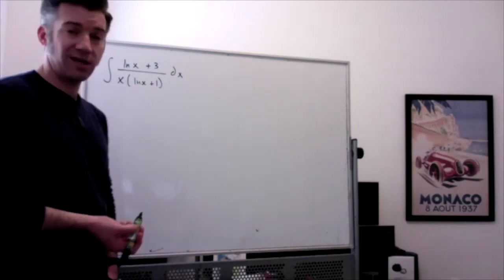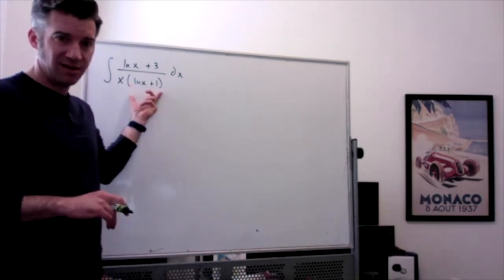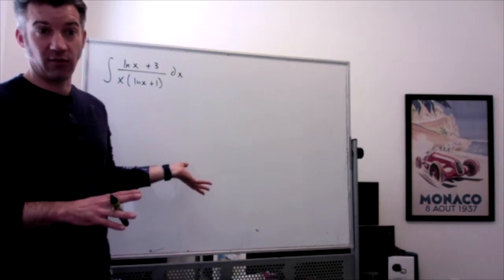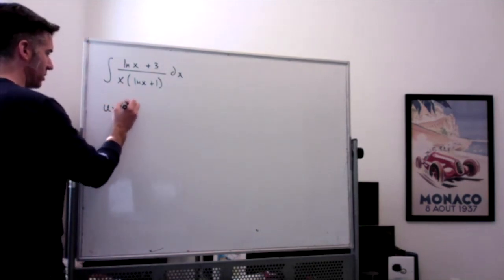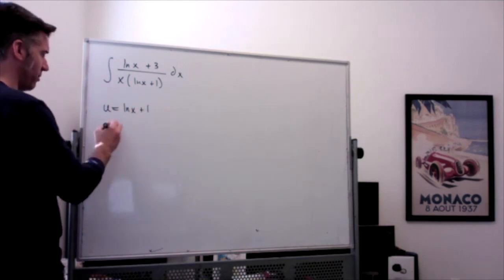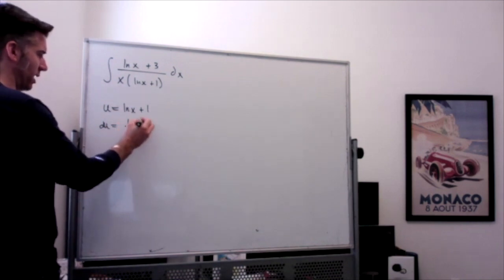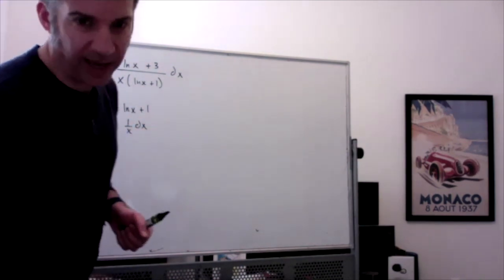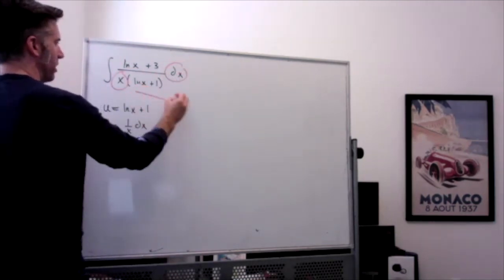And it definitely looks like it's a U substitution problem. I see something in parentheses that's often a good candidate for U. Let's see if it really is. So U is going to be the natural log of x plus 1. And then my du, the derivative of natural log of x, is 1 over x dx. Great. I have that, right? There's my du.